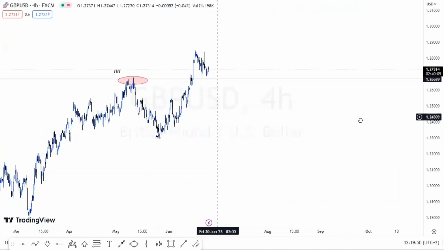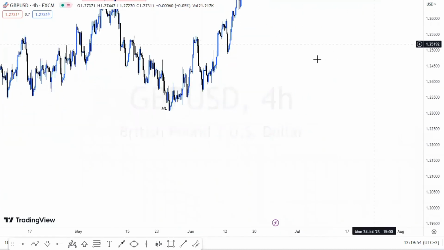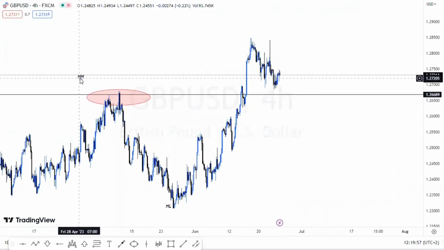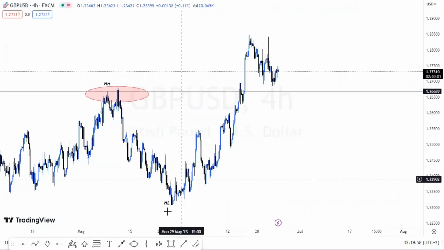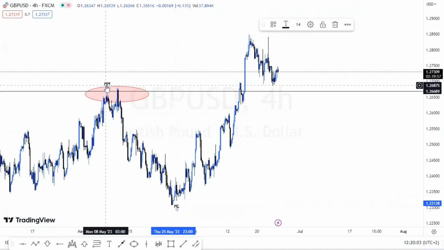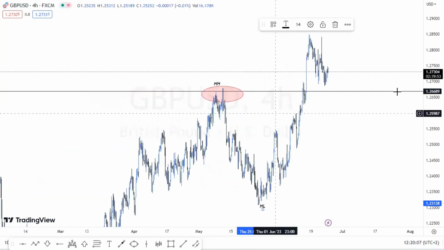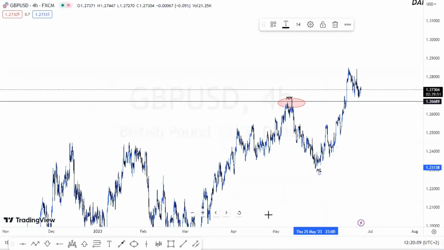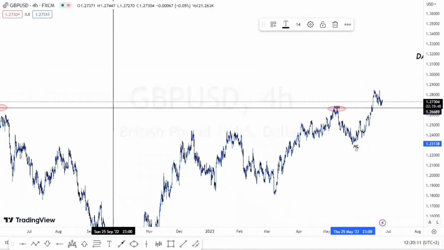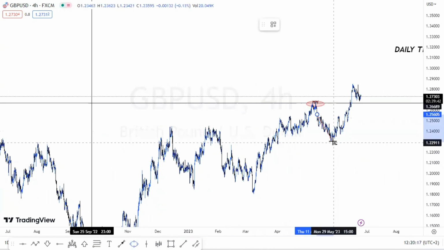What can we say? What do we see here? I see price trying to retest this level, this high area. I see price trying to retest this area before it actually continues to the upside. What do you think? That's what I see right now. Something like this.